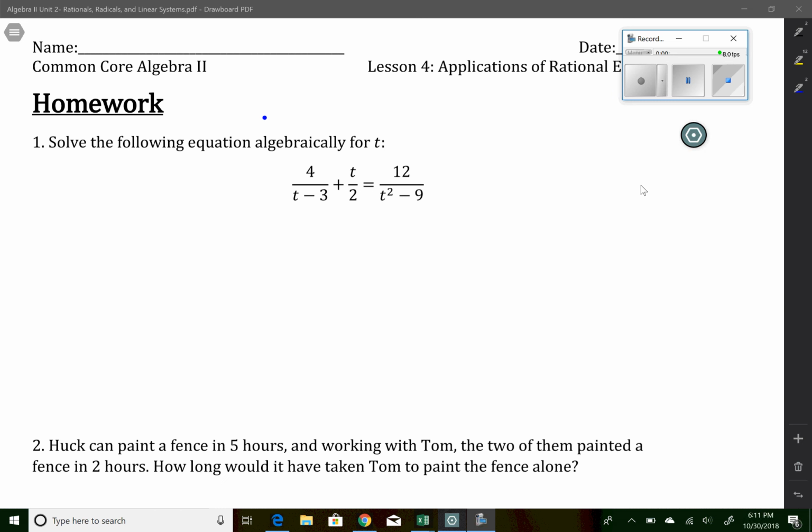Nice short homework assignment for all of you. It's only 3 questions. One of them is kind of a review question of what we did in lessons 2 and 3, and what was even kind of on your quiz the other day. So we have to be able to solve the equation algebraically for t.